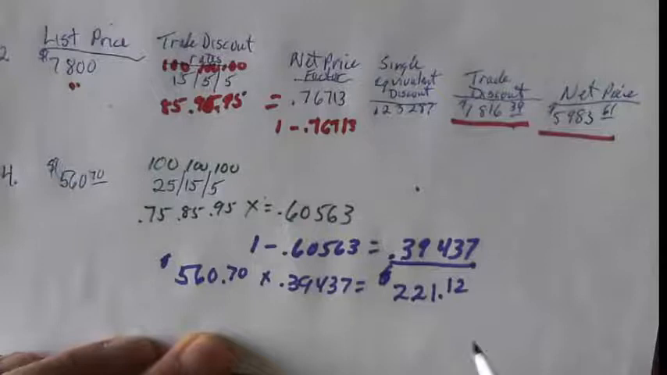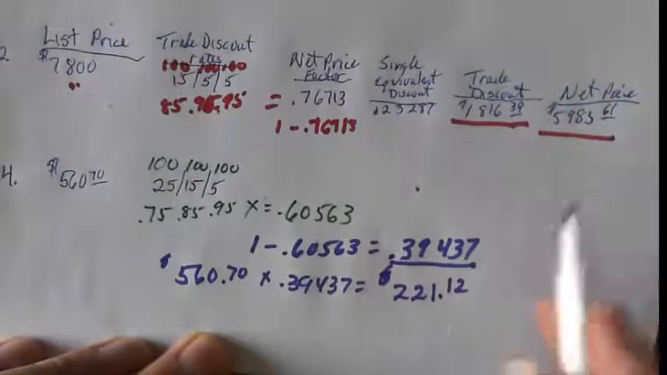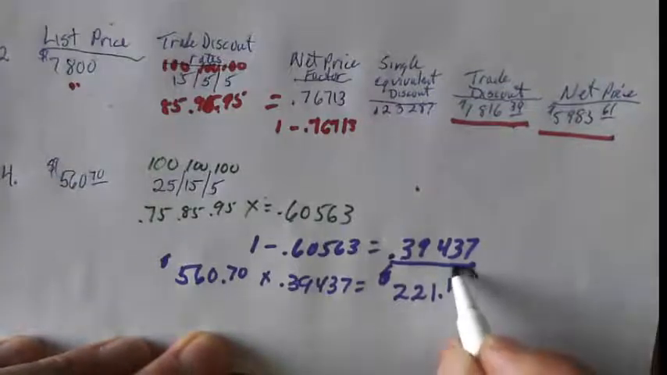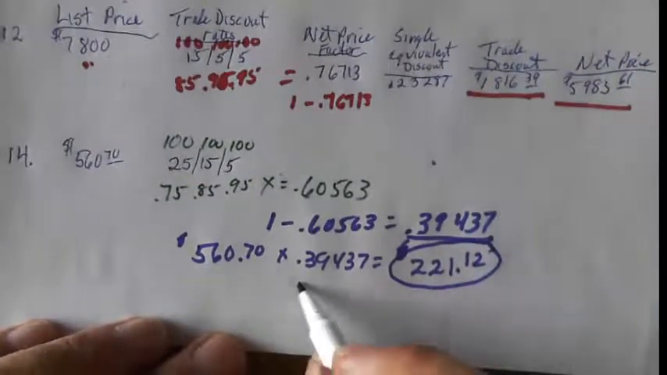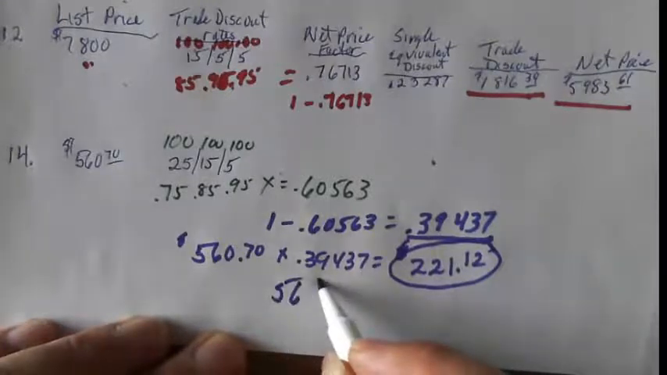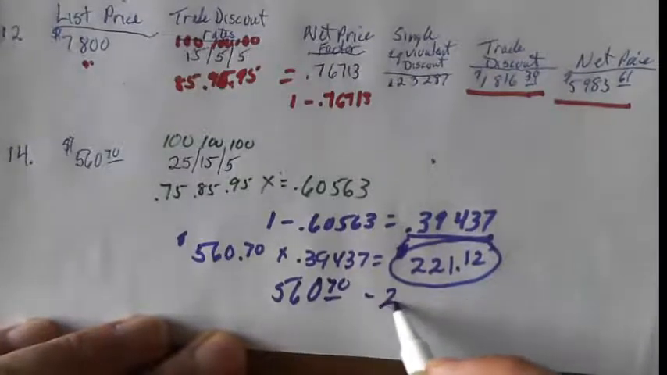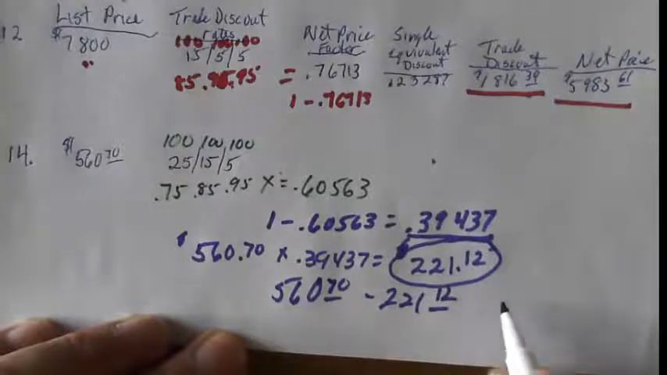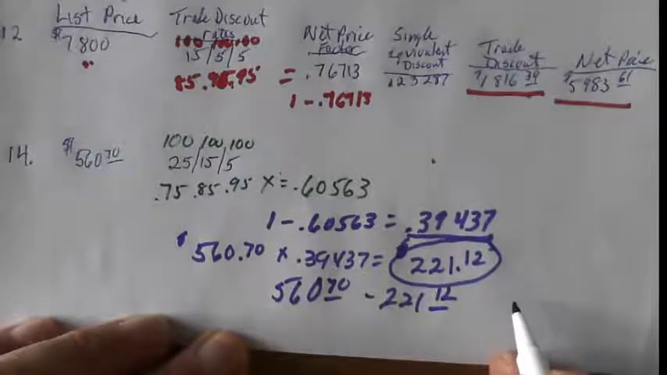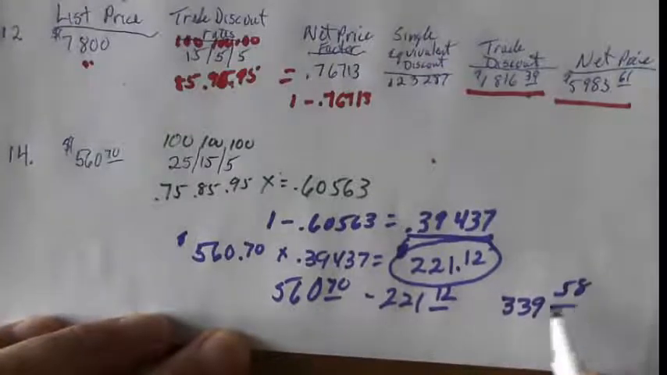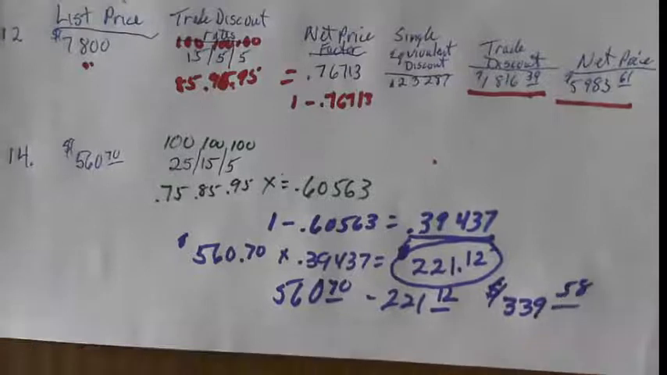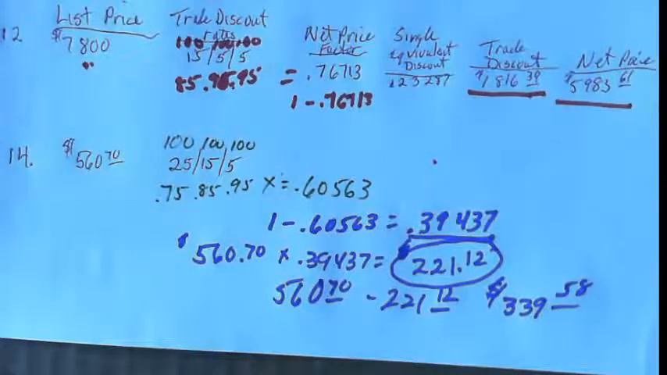Okay. Now, in order to get our net price, then we're still not quite done. So we have our trade discount. So now we're going to go here. I'm going to move this down a little bit more. Hopefully you can still see it. 560.70 subtract 221.12 to find our net price of 339.58. Okay, so again, there's nothing overly complicated. It's just a series of multiplications or subtractions in order to get the information we need.